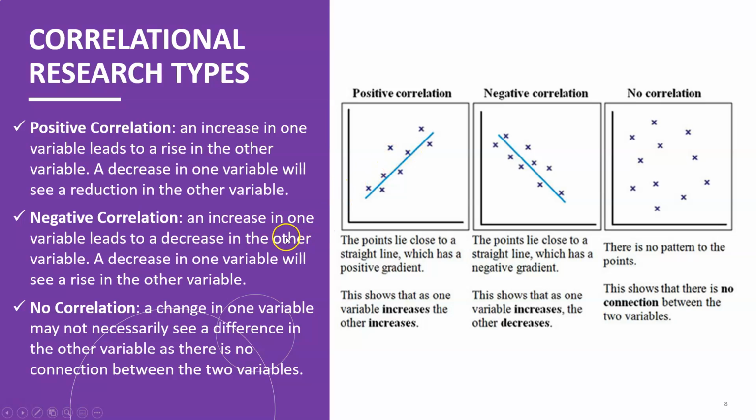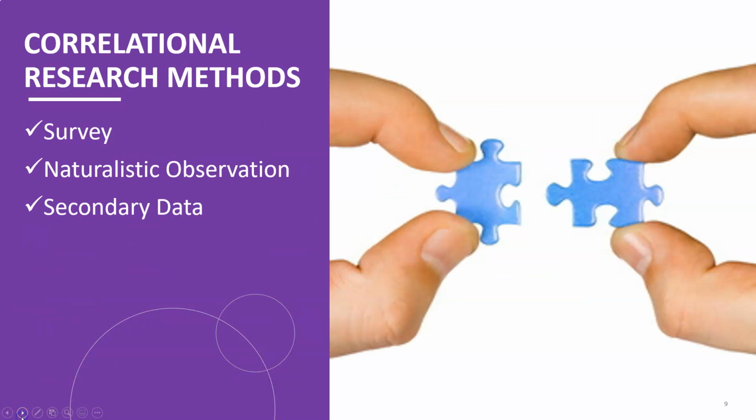Negative correlation, however, you have the opposite. An increase in one variable leads to a decrease in the other, and a decrease in one variable will see a rise in the other, and that's depicted over here. Now, with no correlation, can you see there's no correlation here? The pattern of points or data. So a change in one variable may not necessarily see a difference in the other. There's absolutely no connection between the two variables.